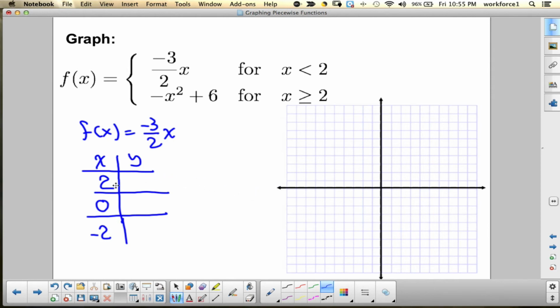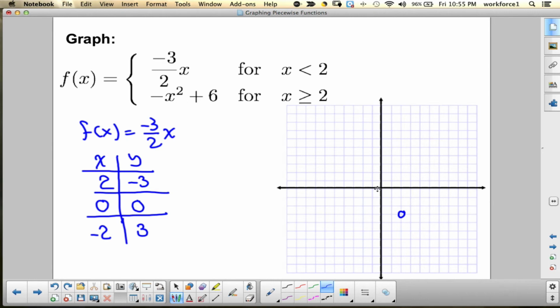So when x is 2, y is equal to negative 3. When x is 0, y is equal to 0. And when x is negative 2, these two cancel. We're going to get positive 3. So once again, at x equal to 2, I should have an opening because 2 is not included. So x equal to 2, y is equal to negative 3. This will be open.